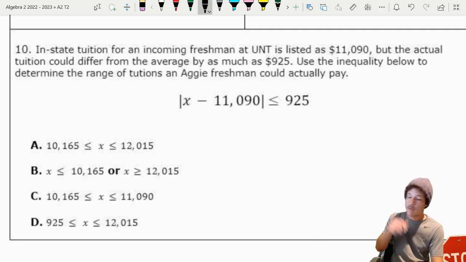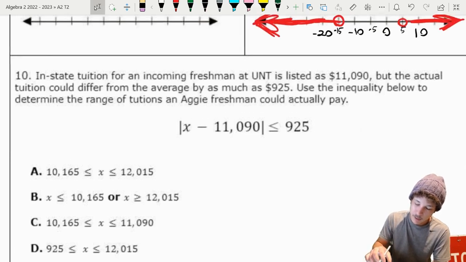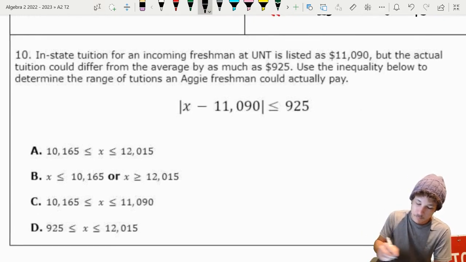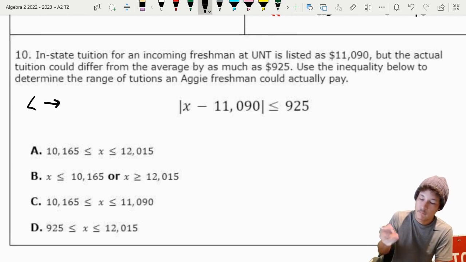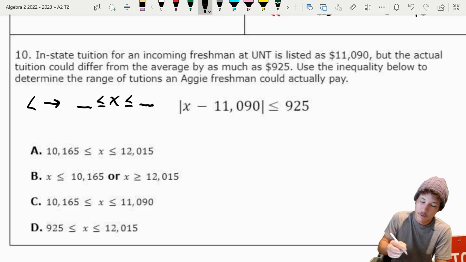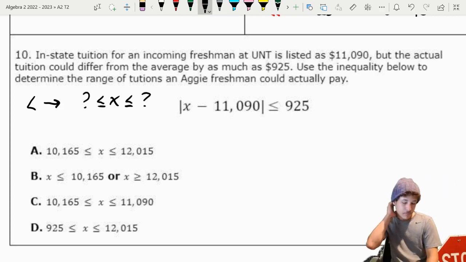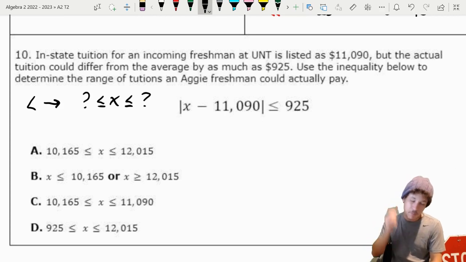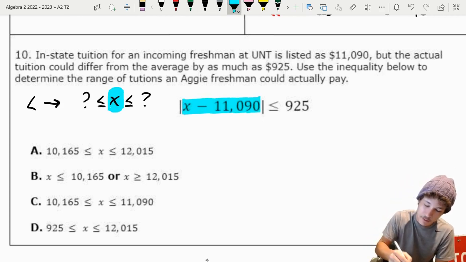To do this, we have to recognize first, it's less than. Whenever you have a less than symbol, this tells you what your answer is going to look like. You're going to have some number less than or equal to x, less than or equal to another number. What these numbers are, we don't know yet. I'll put question marks instead. We can figure it out pretty easily just by using this format. We just take the stuff inside and we use that instead of x.